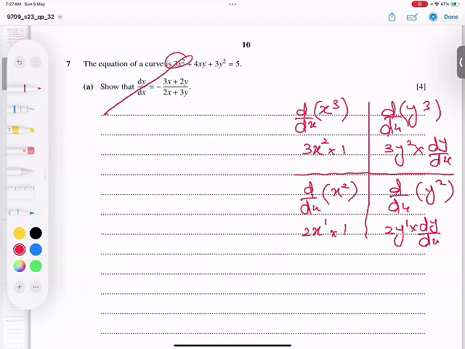How can we do this? 3x squared: the 2 will come and multiply with 3, 2 times 3 is 6, and the power becomes 1 less, into base x. The next derivative is 1. Now, what about 4xy?